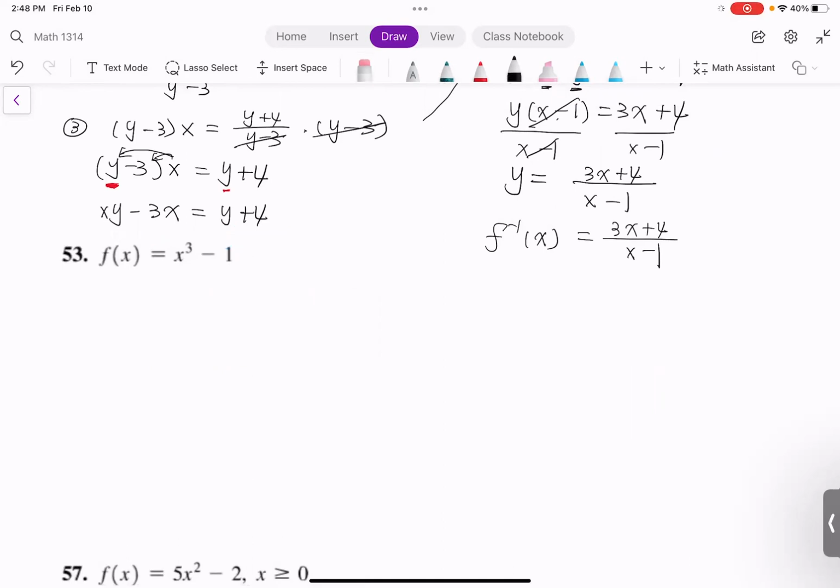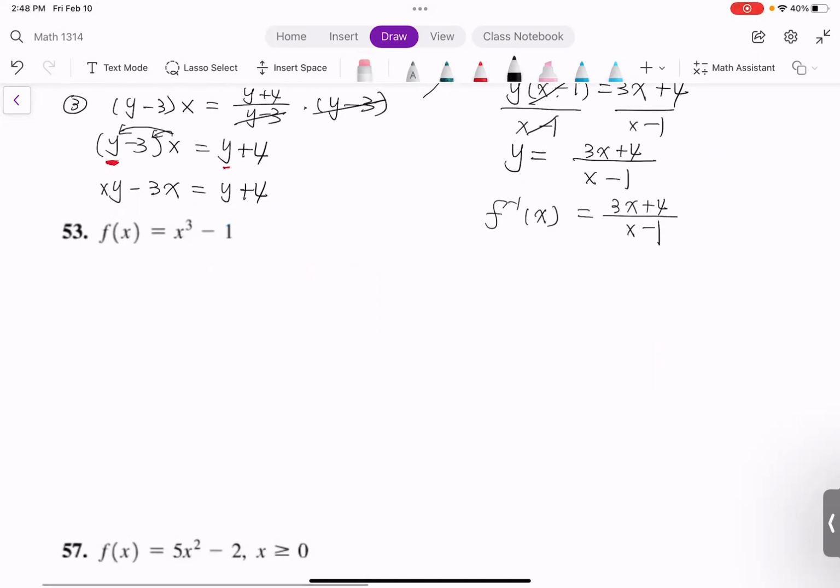Okay, next example, let's use the same method. First, replace f of x with y. Y equals x cubed minus 1. Second, swap x and y. X equals y cubed minus 1. Number 3, solve for the y. Isolate the y. We can add 1 to both sides.